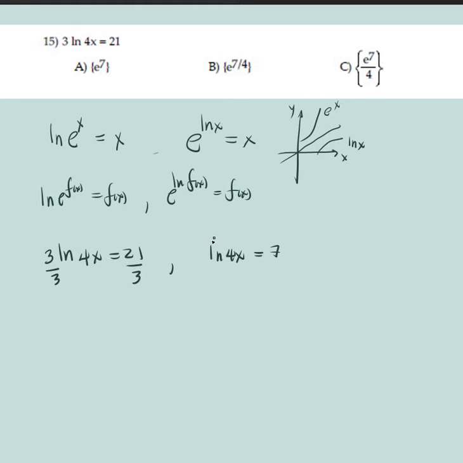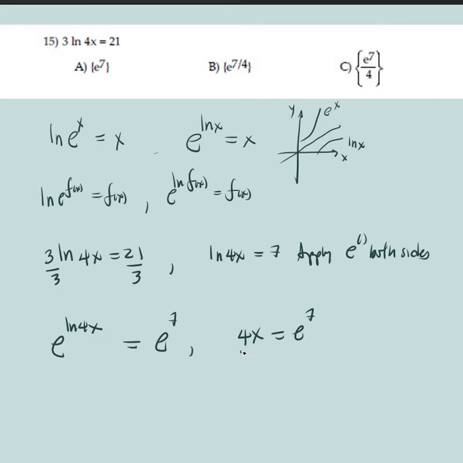And now that we have this, we're going to apply e to both sides. Applying e to both sides, we will have e to the natural log of 4x is equal to e to the 7. E to the natural log of 4x is actually, by using the rule, f of x. In this case, f of x is 4x. So 4x is equal to e to the 7.